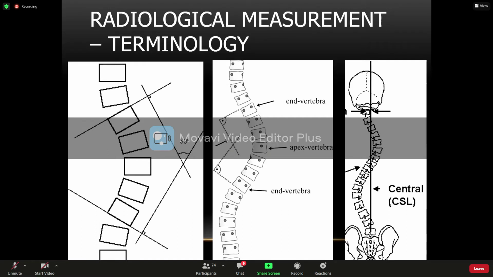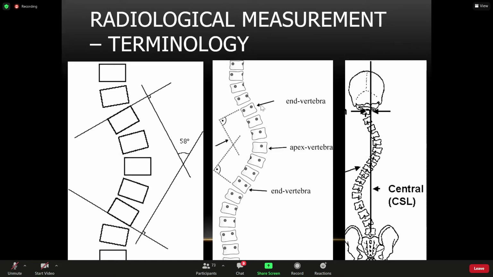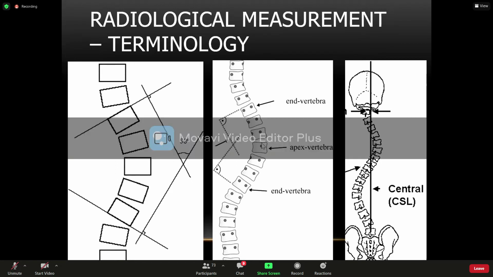Number two is, what is the end vertebra? I told you already, there's an upper end vertebra and there's a lower end vertebra. These are the first two vertebrae that move into the curve. And the apex of the curve, the vertebra that is most translated from the midline, is called the apical vertebra.